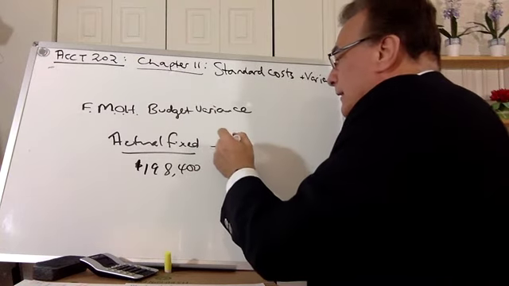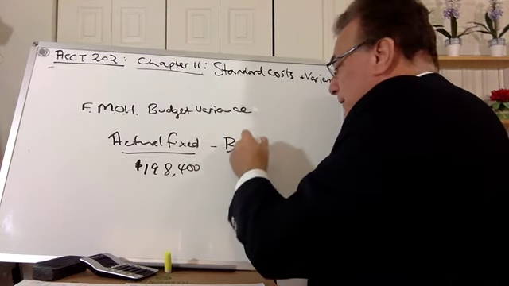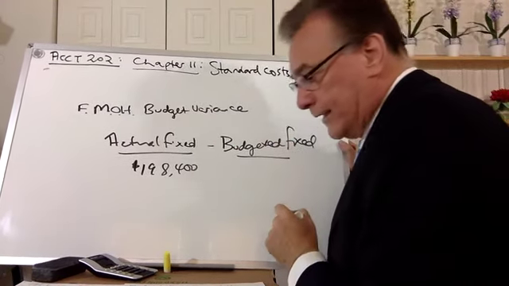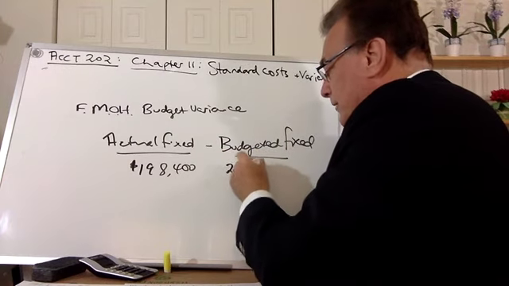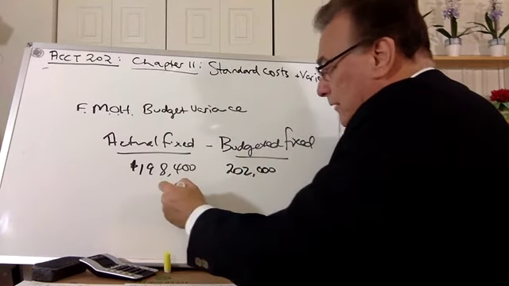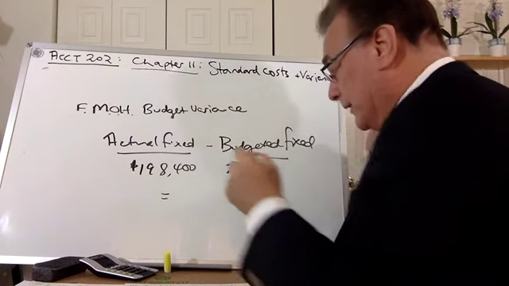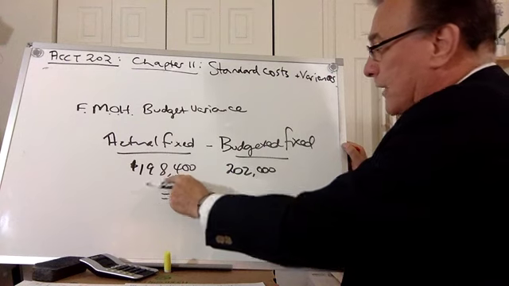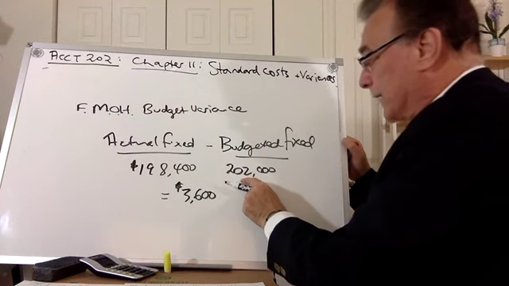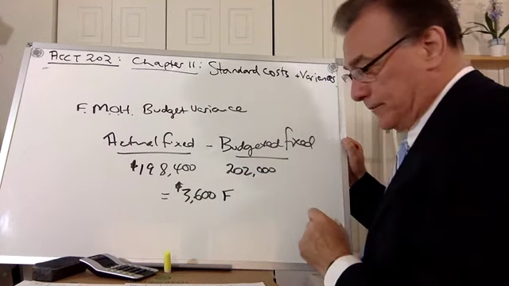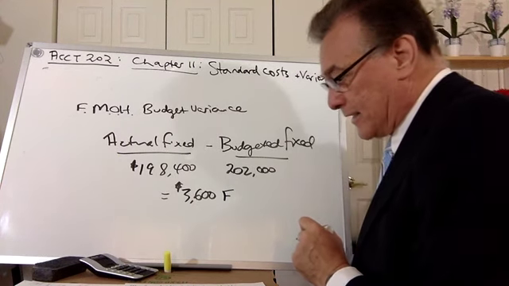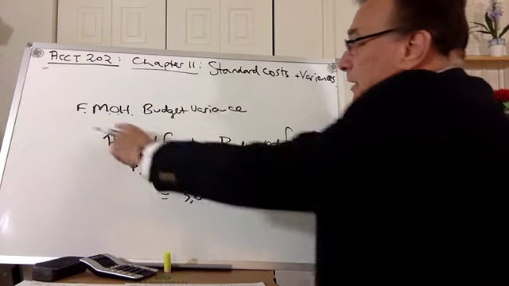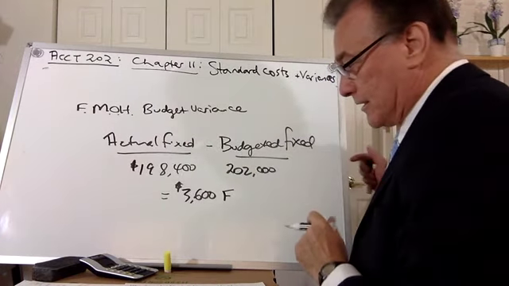And then we subtract the budgeted fixed, and again in the question they tell us that that's $202,000. The difference between those two is $3,600. And because the actual is less than the budgeted, that's favourable. So it's $3,600 favourable fixed manufacturing overhead budget variance.